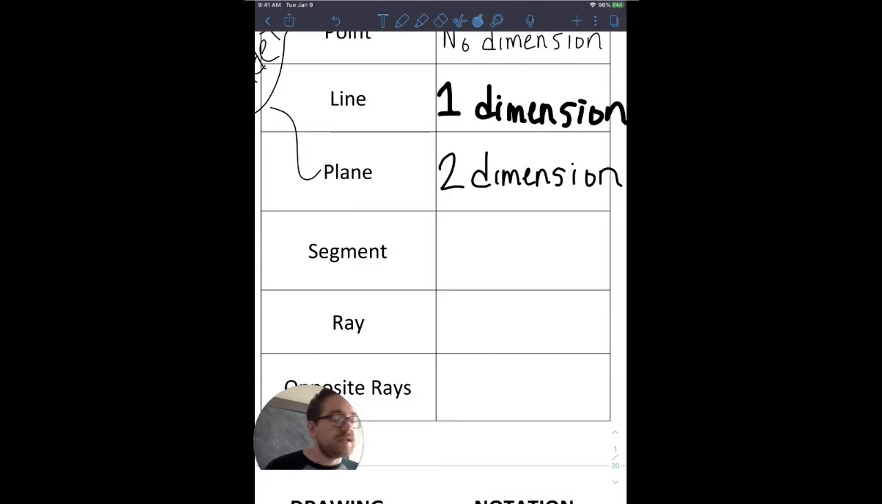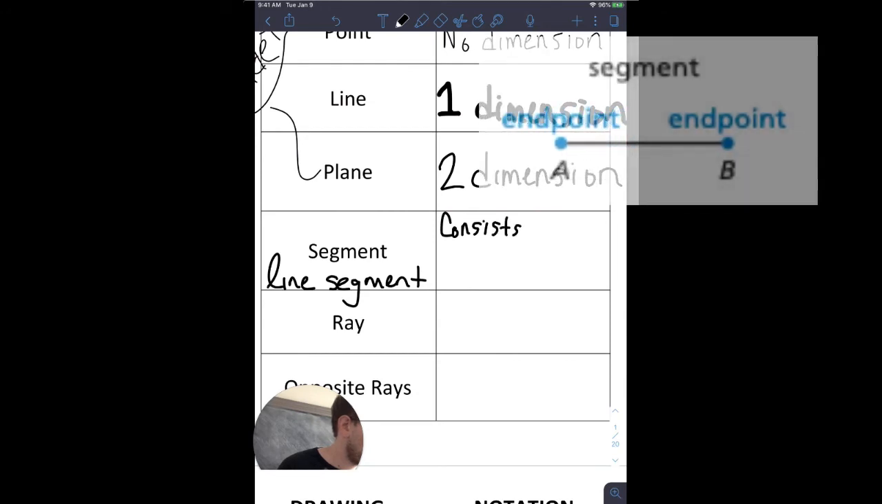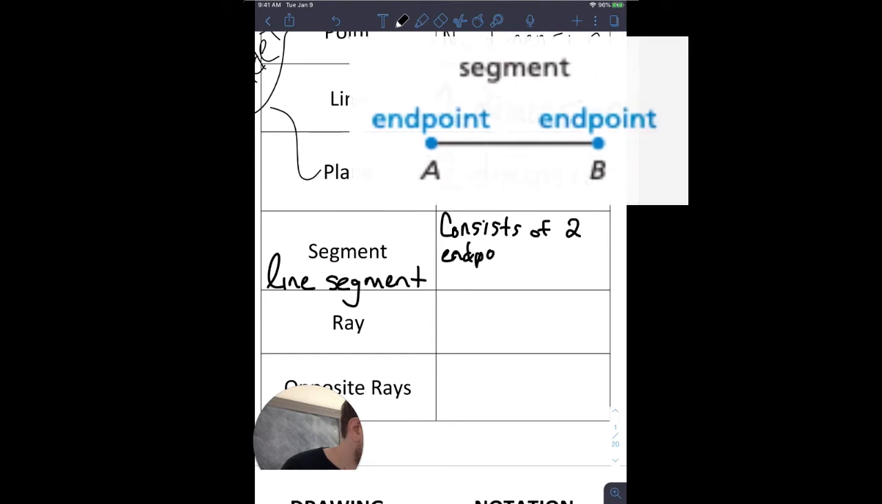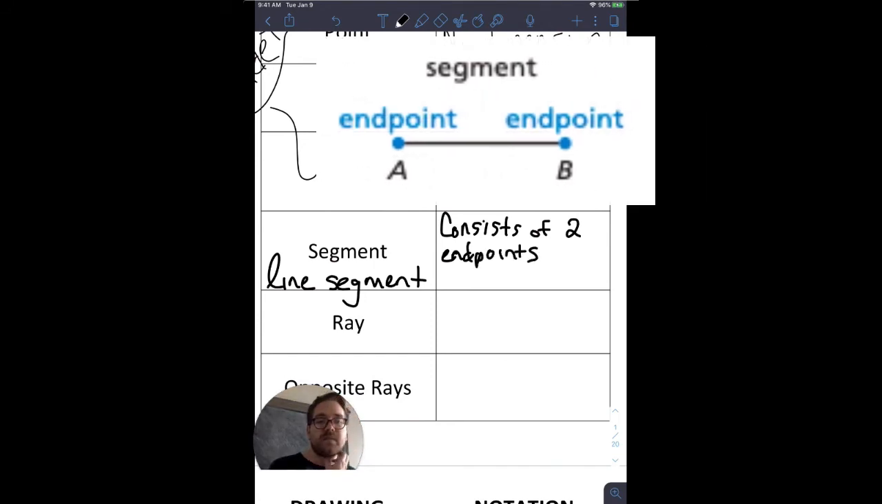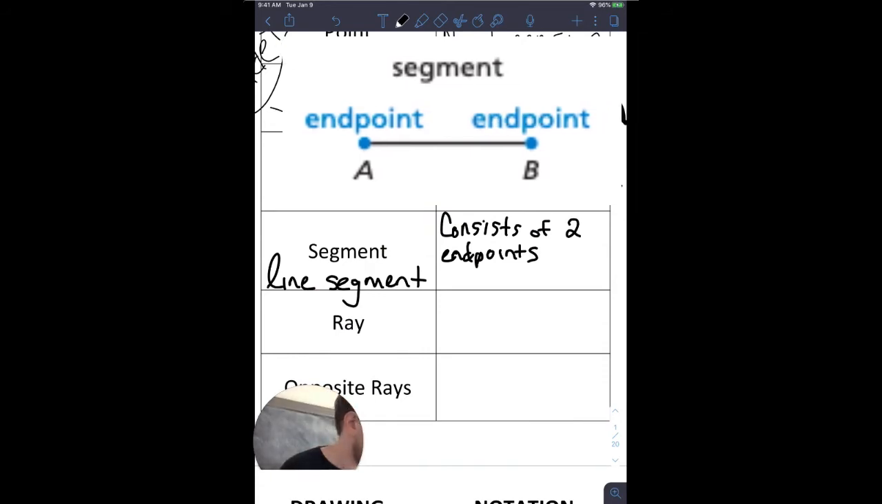All right, let's talk about these next 3 terms: segment, ray, and opposite rays. A segment, which can also be called a line segment, because it's a segment of a line or a portion of a line. It consists of 2 endpoints and all the points on the line in between those 2 points.